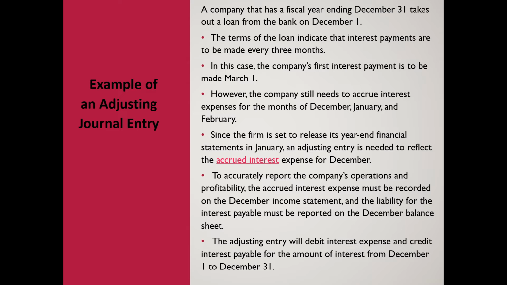Since the firm is set to release its year-end financial statement in January, an adjusting entry is needed to reflect the accrued interest expense for December. To accurately report the company's operations and profitability, the accrued interest expense must be recorded on the December income statement, and the liability for the interest payable must be reported on the December balance sheet. So the adjusting entry will debit interest expense and credit interest payable for the amount of interest from December 1 to December 31st. I hope this example helps you to understand better.